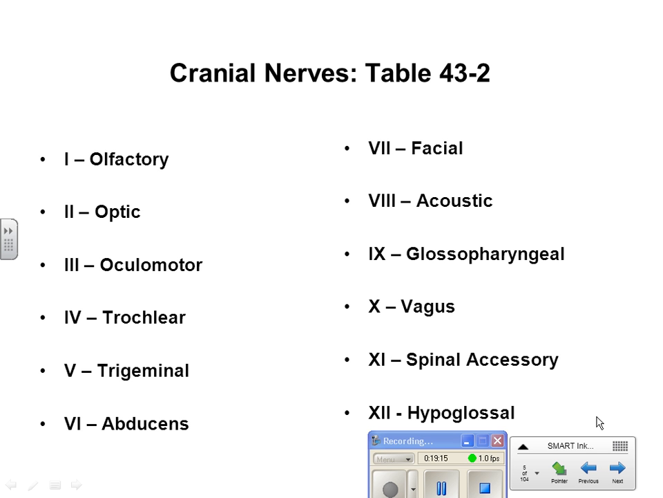Sensory, for both hearing and equilibrium. So that's the one that you're testing when we do that Romberg. Your equilibrium, your proprioception.